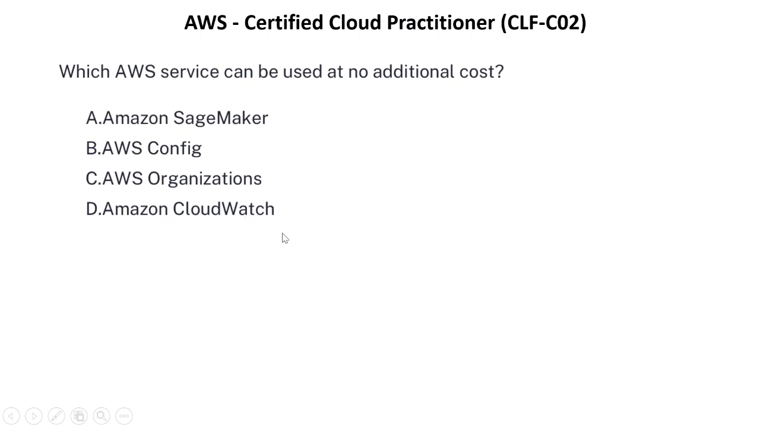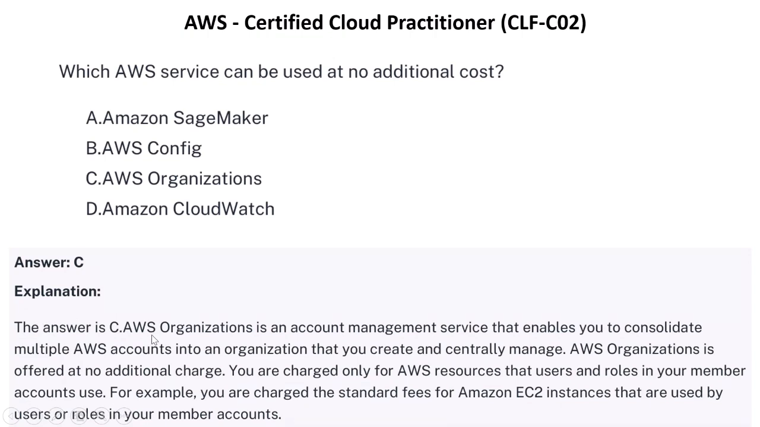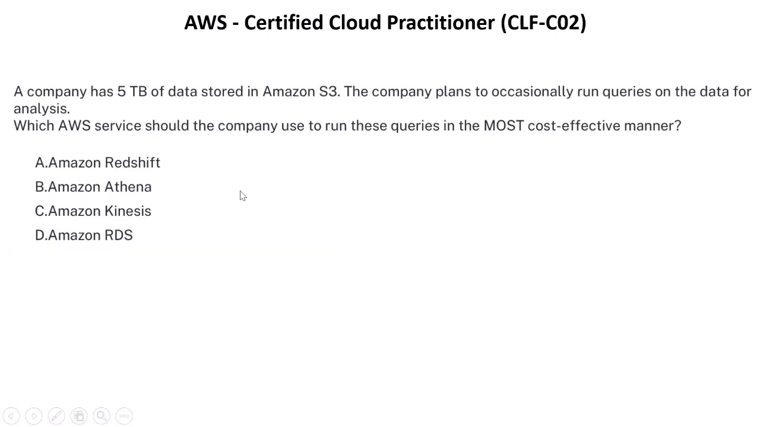The correct answer for this question is option C. AWS Organizations is an account management service that enables you to consolidate multiple AWS accounts into an organization that you create and centrally manage. AWS Organizations is offered at no additional charge. You are charged only for AWS resources that users and roles in your member accounts use. For example, you are charged the standard fees for Amazon EC2 instances that are used by users or roles in your member accounts. Next question.